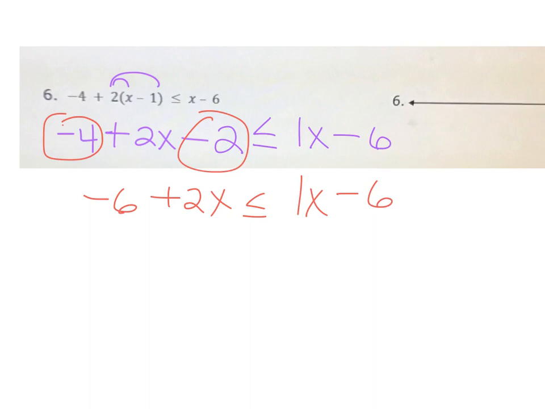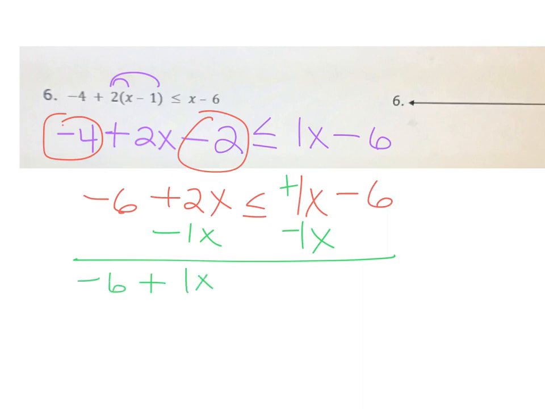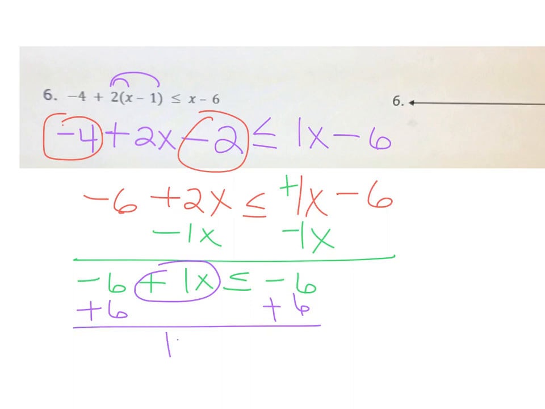Okay, I have variables on both sides, so I need to move them to one side. So this is a positive 1x, so I'm going to subtract 1x from both sides. And I get -6 plus 2x minus 1x is 1x is less than or equal to -6. Okay, I'm ready to isolate the variable. So to get rid of -6, I'm going to add 6 to both sides. And I just get 1x is less than or equal to, now -6 plus 6 is just 0.